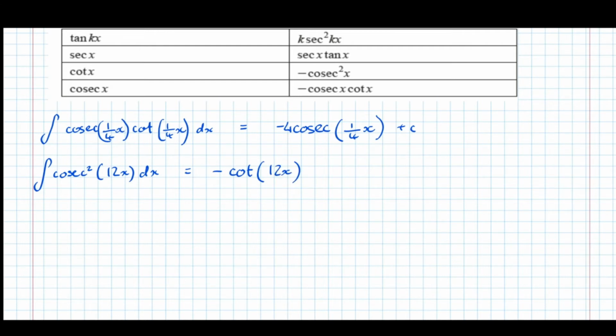Of 12x plus c, but don't forget the extra bit. Divide by the differential of the bracket. Divide by 12.